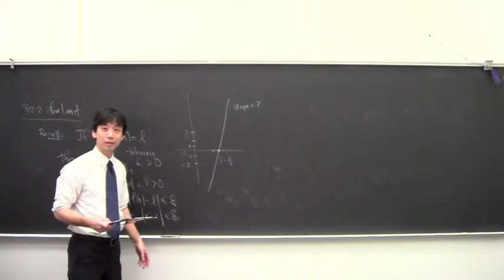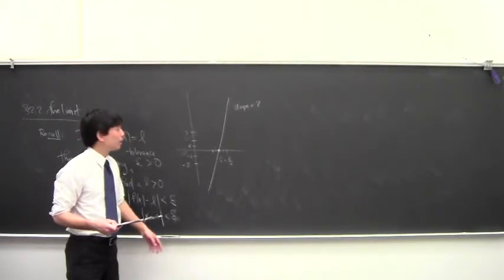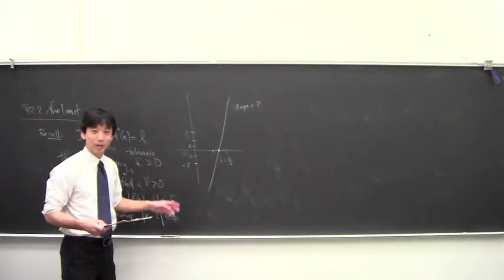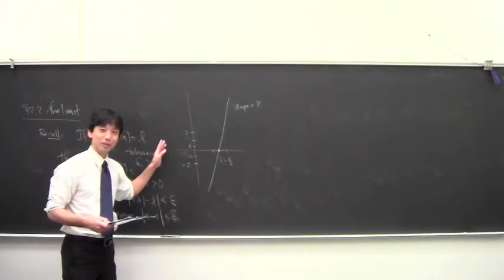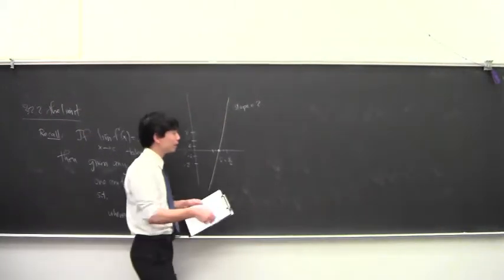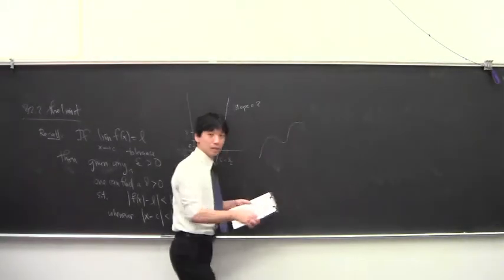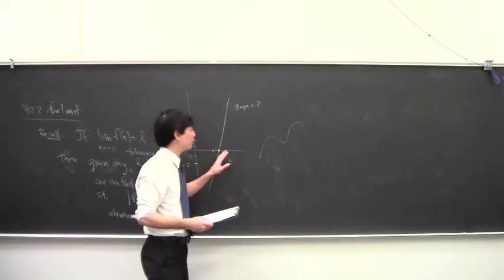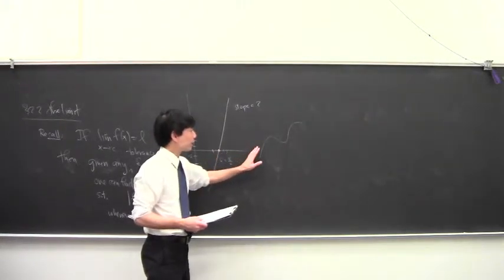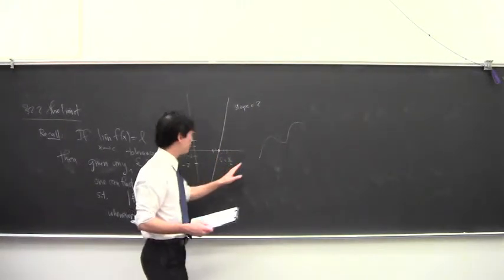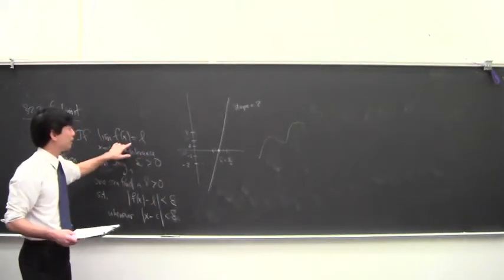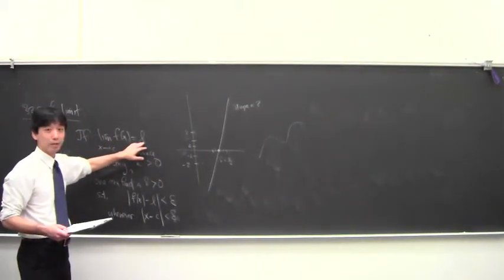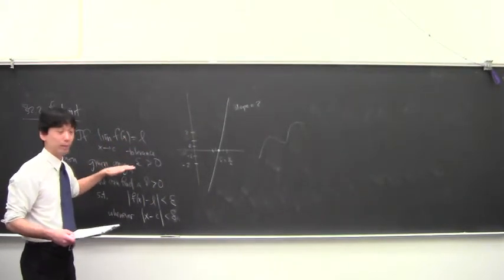If you have a function with a not constant slope, does this rule still work? If the limit is actually L, then you'll be able to find a delta.